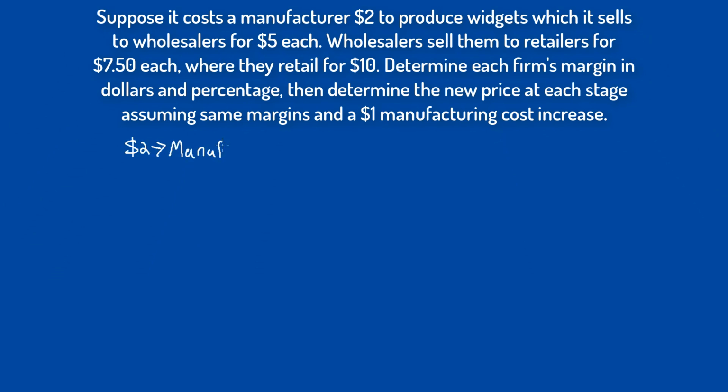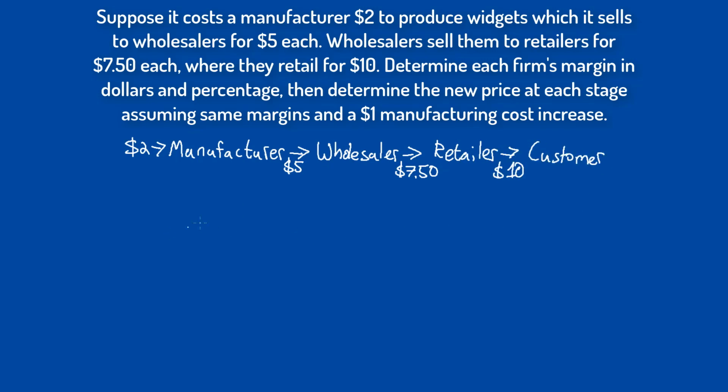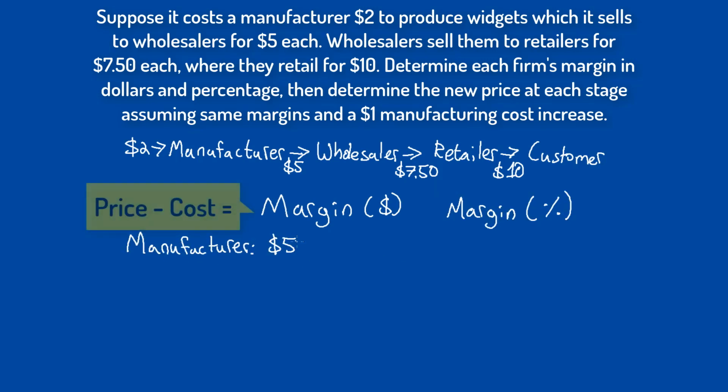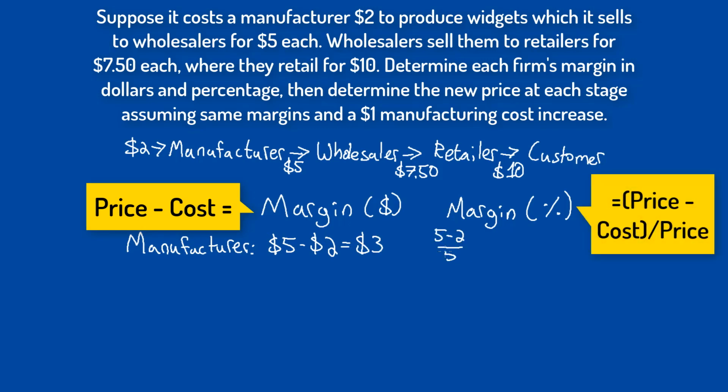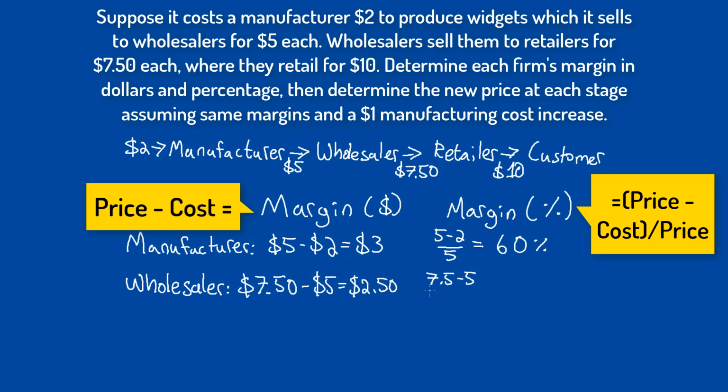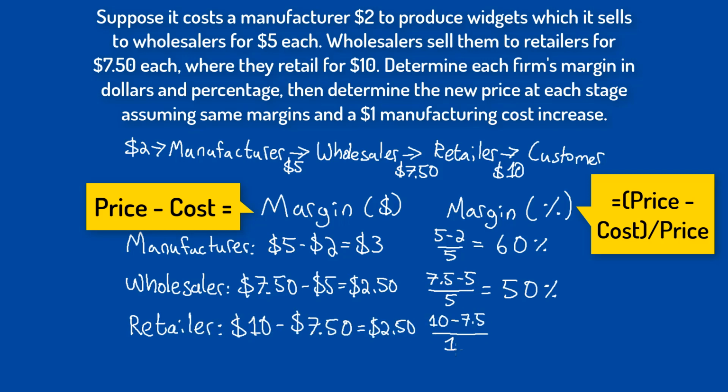Once again, start by drawing the supply chain in order to highlight the cost and price at each stage. Then you can create a table to solve for the margin in dollars and percentage at each stage. For the manufacturer, the margin is $3 and 60%. For the wholesaler, it's $2.50 and 50%. And for the retailer, it's once again $2.50, but this time a margin of 25%.